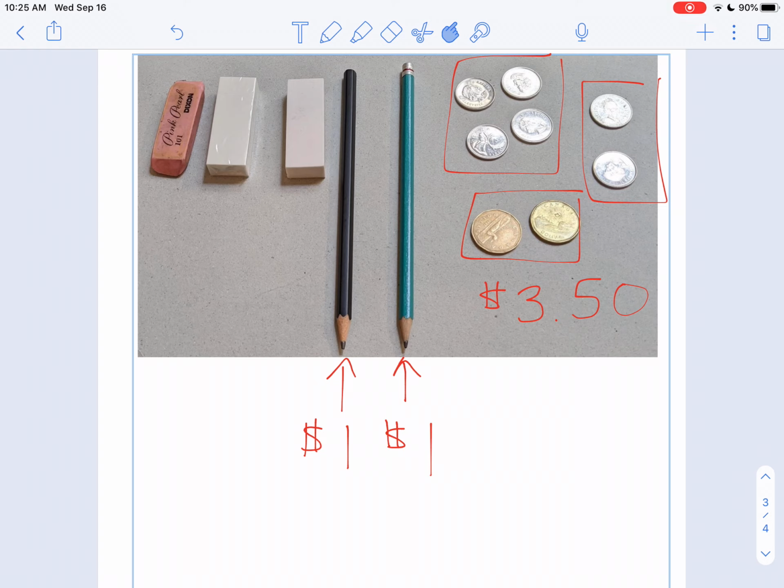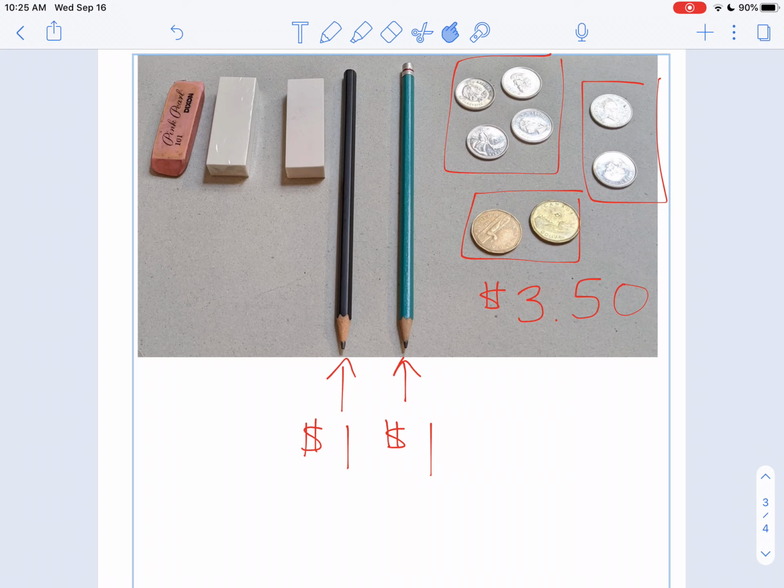Okay, hopefully you had a chance to try this question. You could do it by handing out coins and splitting them up evenly between each eraser, because we know that each eraser is the same price. Or we could try and hopefully move towards a more algebraic method that we want to use in grade 9.